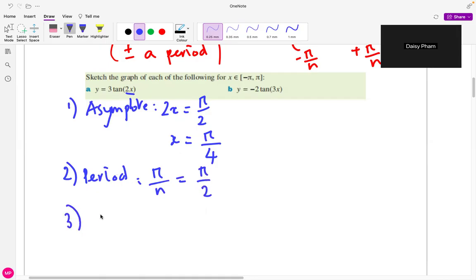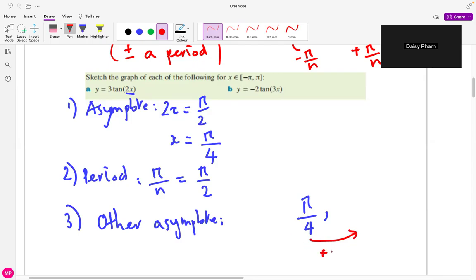Now we're going to get other asymptotes. To get other asymptotes, we start at pi over 4, which is one of our asymptotes, and we add a period to pi over 4. So pi over 4 plus the period pi over 2. Pi over 2 is 2 pi over 4, right? If we make them the same denominator, pi over 4 plus 2 pi over 4 gives us 3 pi over 4.